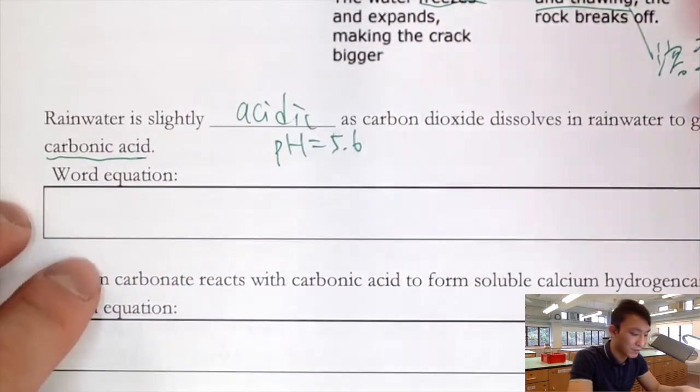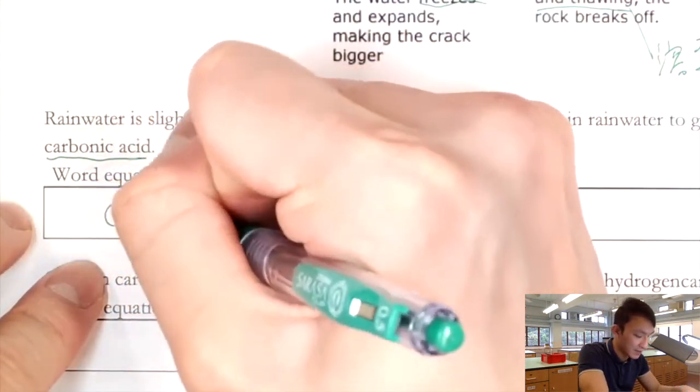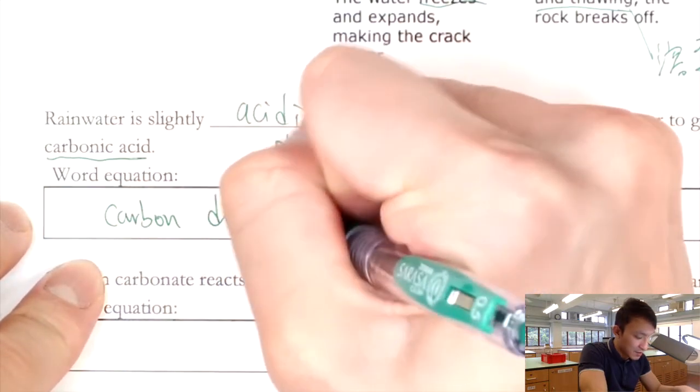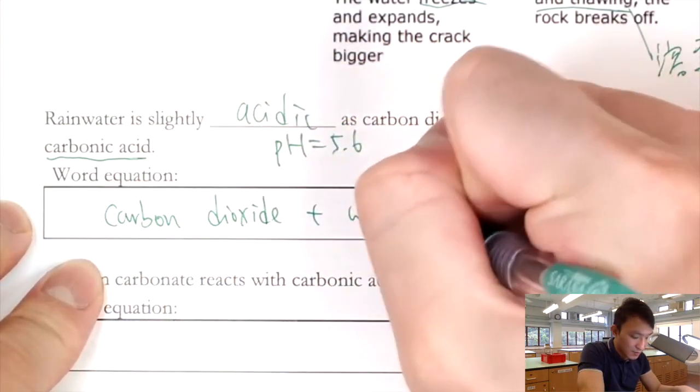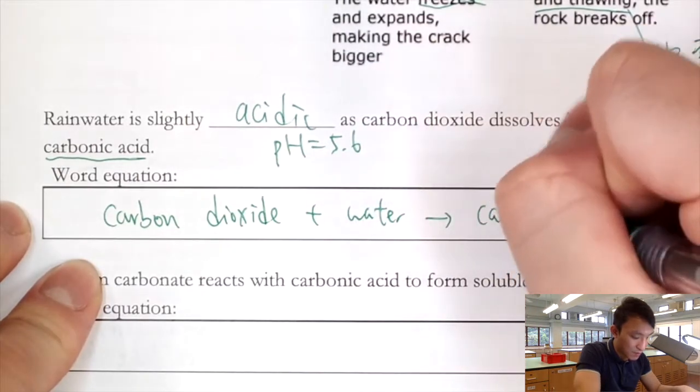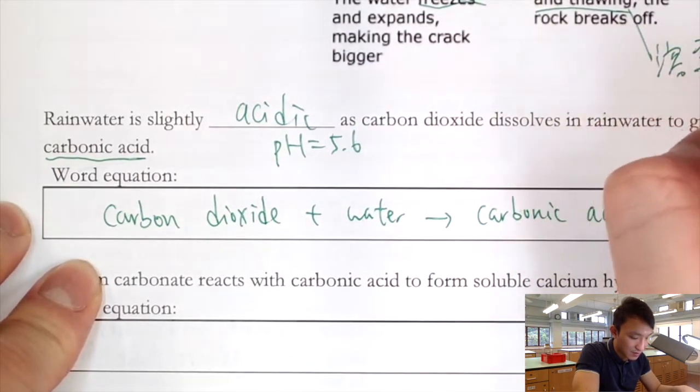Carbonic acid. So you can put down this word equation. Carbon dioxide reacts with rainwater, basically water, to form carbonic acid. Okay?